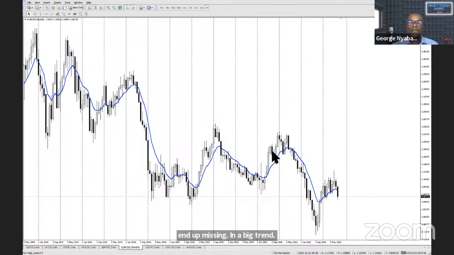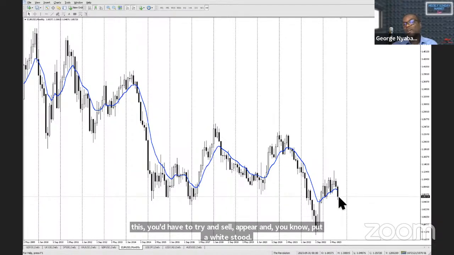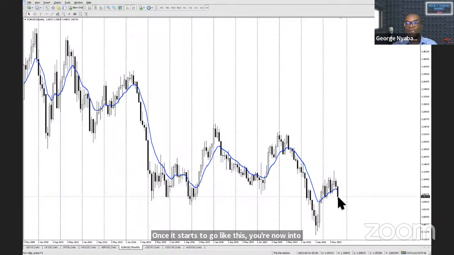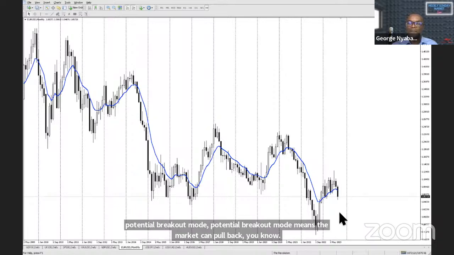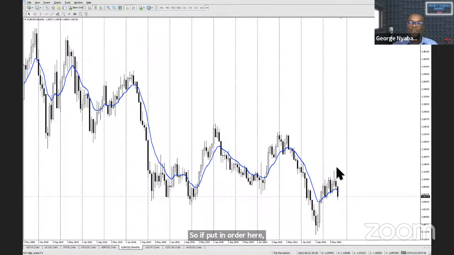It's like saying, well, I've seen a bear and I want to sell here. You're rushing to do the selling unless you put a proper stop way back up there to just protect yourself. So in any case, bears want to keep on selling. Now, if you're a bear, would you sell this? If you're going to sell this, you would have had to try and sell up here and put a wide stop. Once it starts to go like this, you're now into potential breakout mode. Potential breakout mode means the market can pull back. So if you put an order here, it might get triggered in, and if it pulls back, if you're comfortable with it through your stop, that's fine until you get a reversal, perfect.